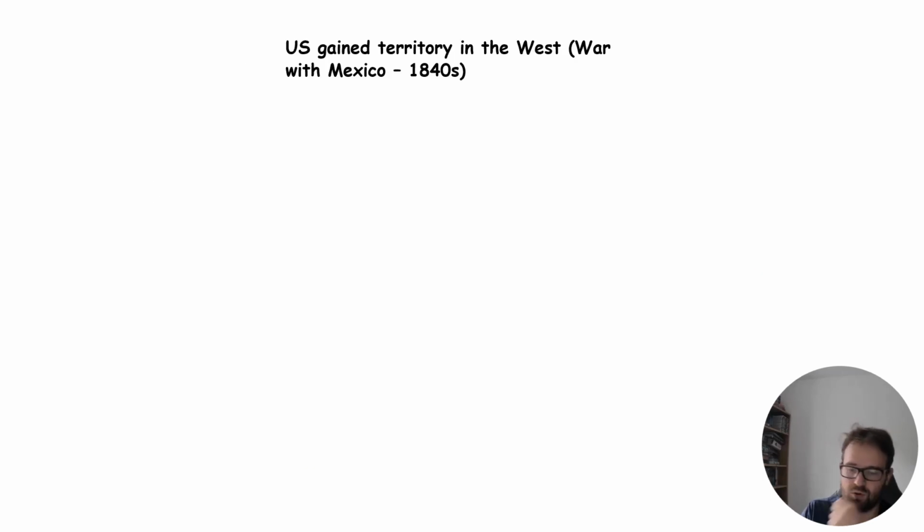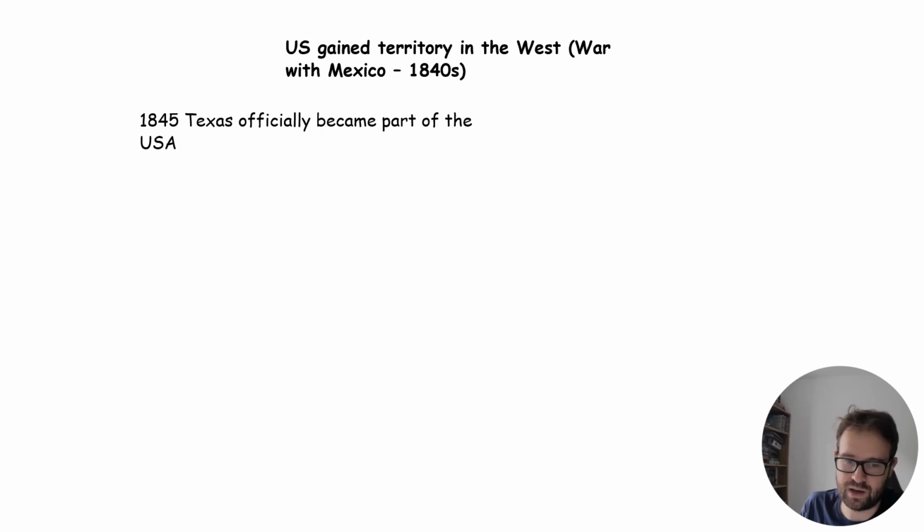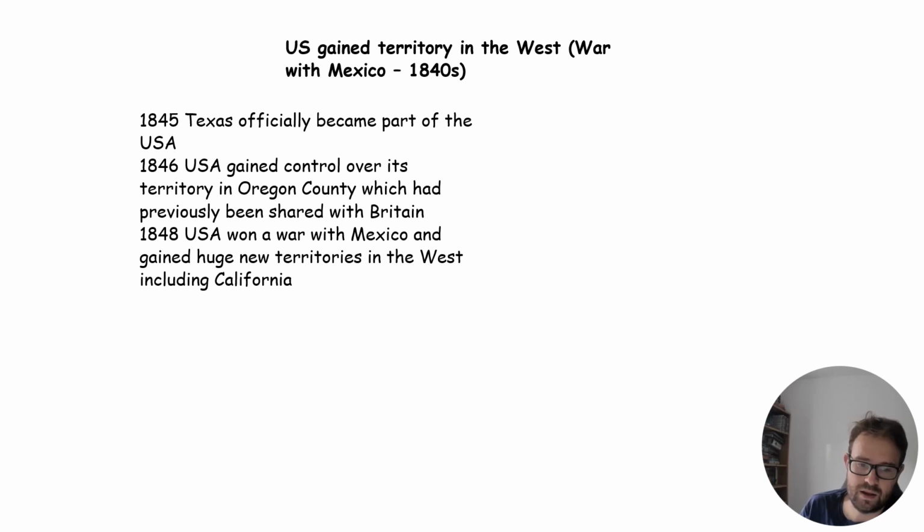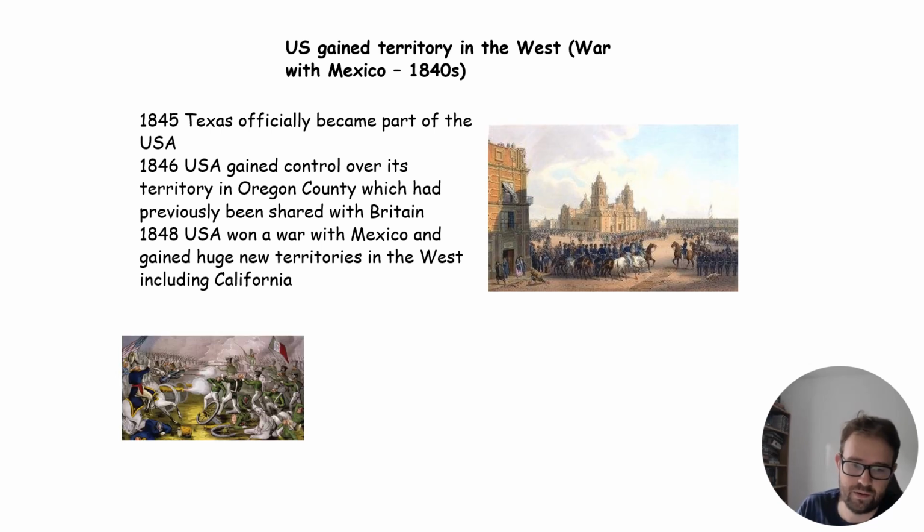And one of the most important things is this War of Mexico. The US gained territory after this war. Texas in the south becomes part of the USA. Remember, Texas have the Vaqueros, who are the Mexican cowboys. So 1845, and then the US get control of Oregon Country, which is in the west. The British kind of give them that. Then after the War of Mexico, they gain these huge territories in the west, including California.